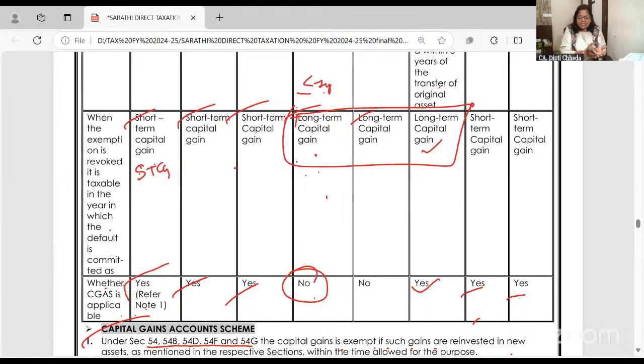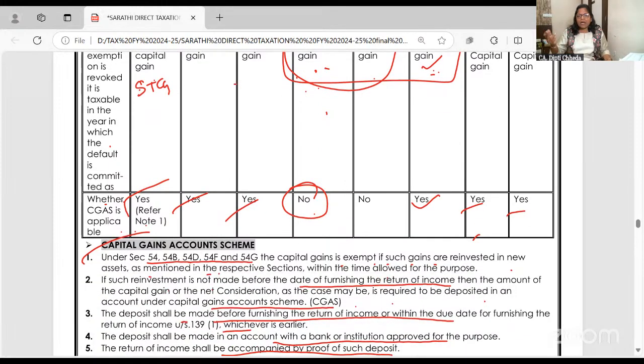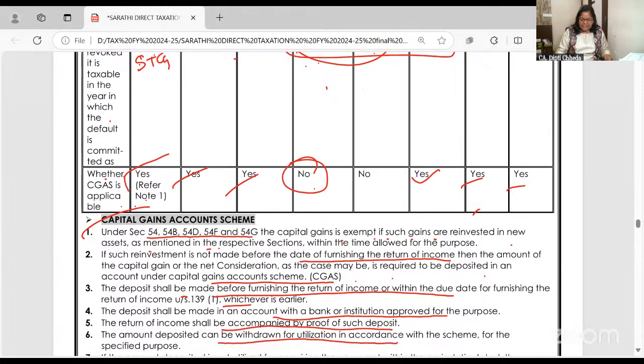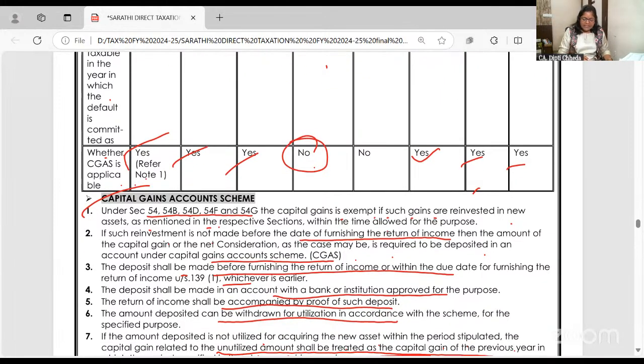Whenever it is revoked, it's always taxable as short-term, except for bonds, mutual funds and 54F. It will be treated as long-term. If the holding period of the new asset is also 2 years and then you sell, for the CGA scheme, yes, everywhere it is applicable. Except 54EC, for buying bonds under CGS we don't need 6 months time.